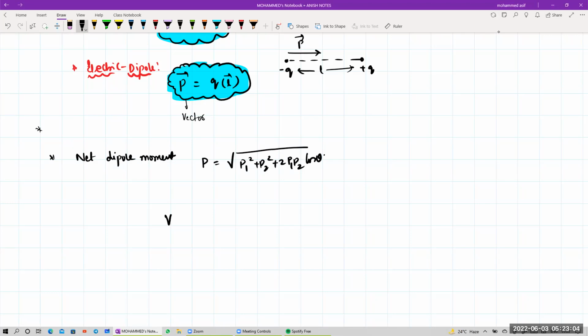And potential is given by the formula V equals 1 by 4 pi epsilon naught into P cos theta divided by R square. This is a general formula to calculate the potential due to a dipole at any position, axial or equatorial. You just give the value of theta, you will get the answer.